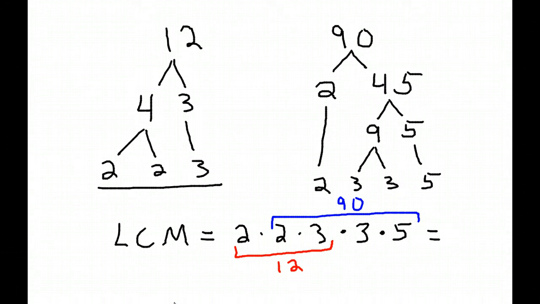A quick way to multiply the numbers would be to see where you have the 90 represented, and if you take 90 times the other 2 that's there, you get 180. It doesn't matter how you want to multiply those numbers together, you get 180. So the LCM of 12 and 90 is 180. 180 is the smallest number that both 12 and 90 will go into.